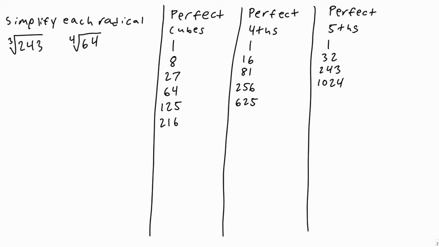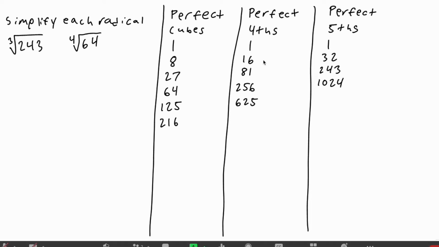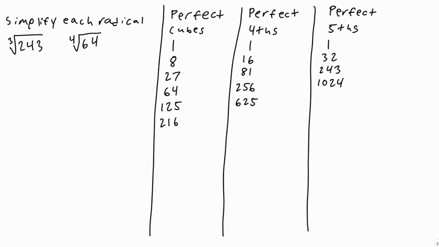You'll also notice that these are perfect squares. Perfect fourths is just something squared, squared. So 16 is 2 to the fourth, but it's also 4 squared. 81 is 3 to the fourth, but it's also 9 squared.